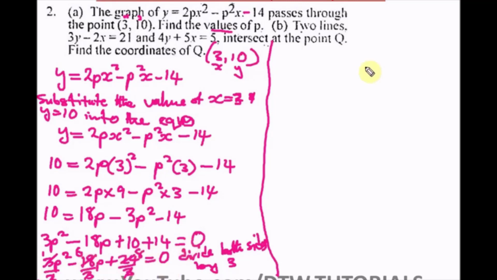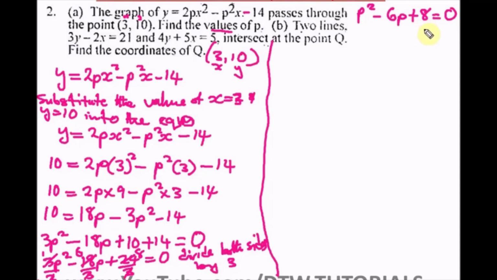So what are we left with here? We're left with p square minus 6p plus 8 equal to 0. So this is what we're left with. We have to now factorize. I hope you remember factorization. If you don't remember, there's a video on my channel which explains factorization and also gives examples.